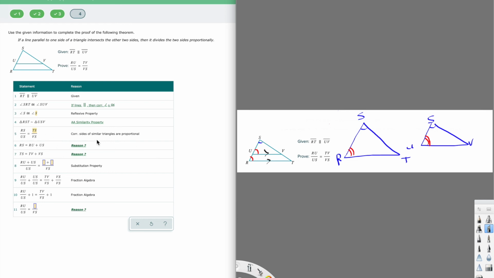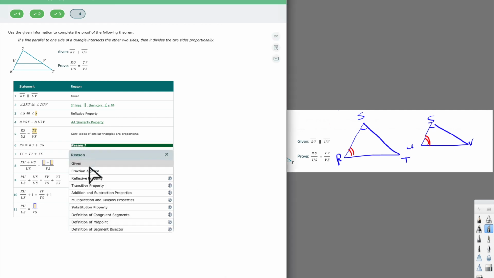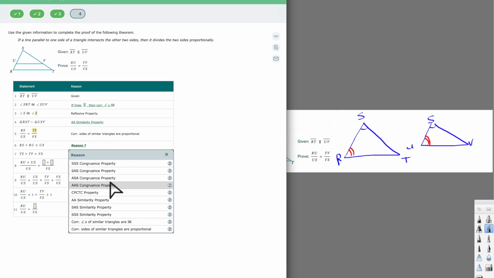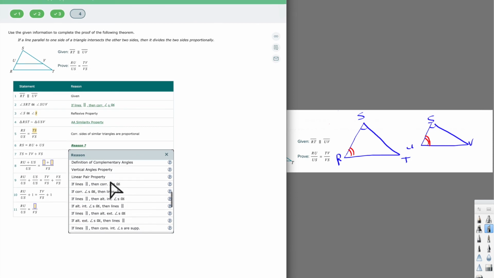All right, so we filled in our proportion. The sides of similar triangles are proportional. So now we have RS equals RU plus US. Well, if I'm looking at RU or RS, all they're doing is adding the two segments together that create the entire side, right? So this is just segment addition. So now we're relating the entire side that we just talked about to the two pieces that create that side. Let's see, did I pass it? I must have passed it. There it is, segment addition property.